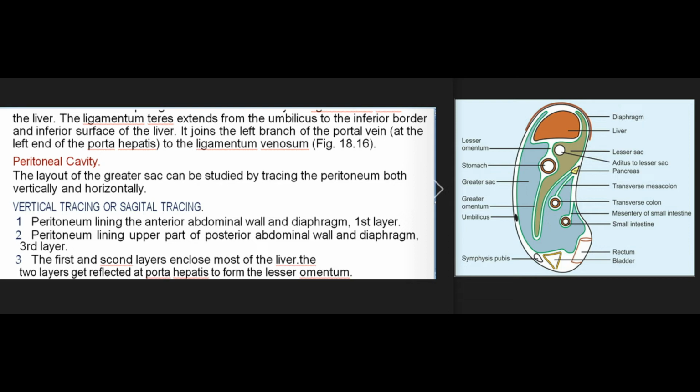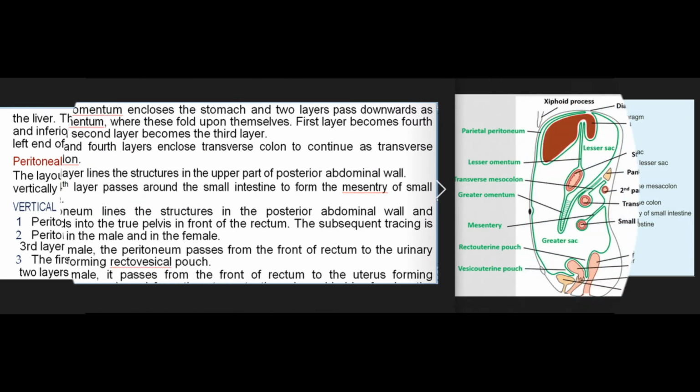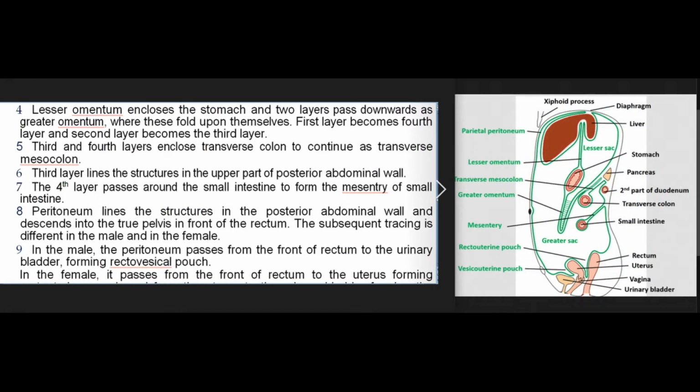Peritoneal cavity. The layout of the greater sac can be studied by tracing the peritoneum both vertically and horizontally. Vertical tracing or sagittal tracing. 1. Peritoneum lining the anterior abdominal wall and diaphragm, first layer. 2. Peritoneum lining upper part of posterior abdominal wall and diaphragm, third layer. 3. The first and second layers enclose most of the liver. The 2 layers get reflected at porta hepatis to form the lesser omentum. 4. Lesser omentum encloses the stomach and 2 layers pass downwards as greater omentum, where these fold upon themselves. First layer becomes fourth layer and second layer becomes the third layer.